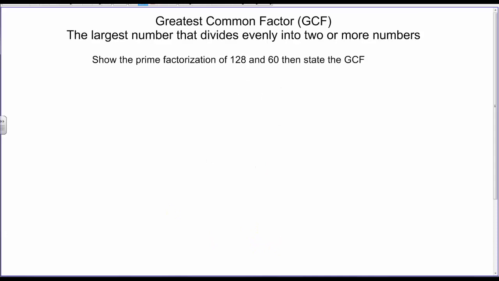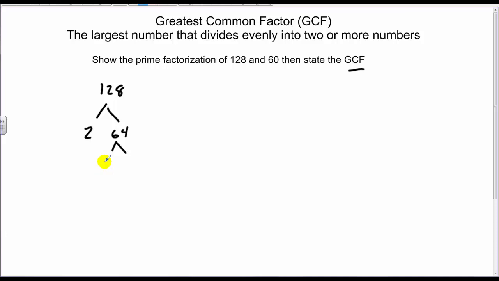The greatest common factor, or what we'll term the GCF, is the largest number that divides evenly into 2 or more numbers. So what I want to do now is show the prime factorization of 128 and 60 and then state the greatest common factor of those two numbers. Let's start with the tree for 128, and we'll go 2 and 64.